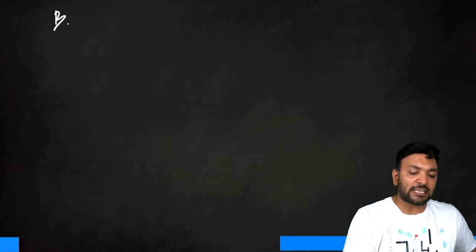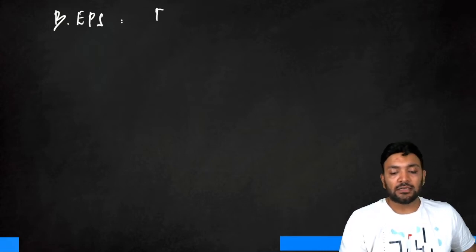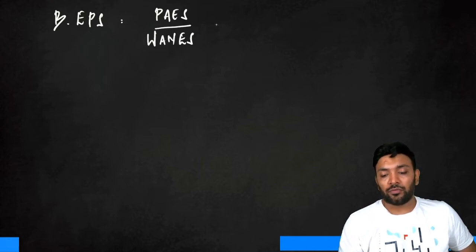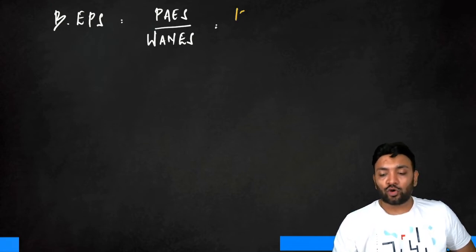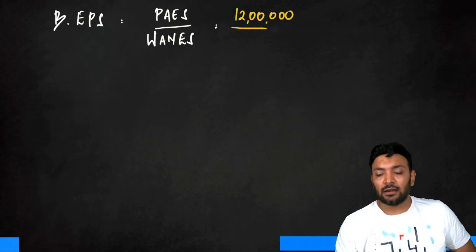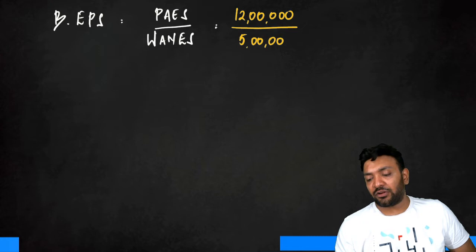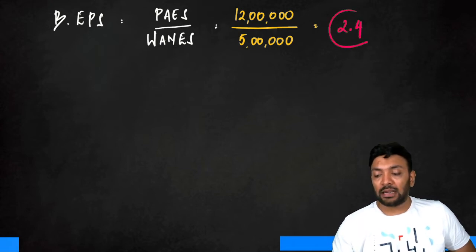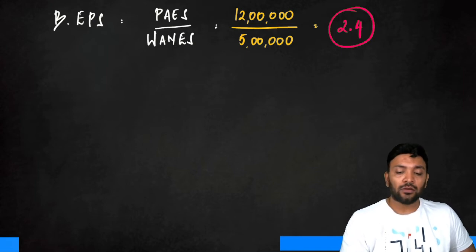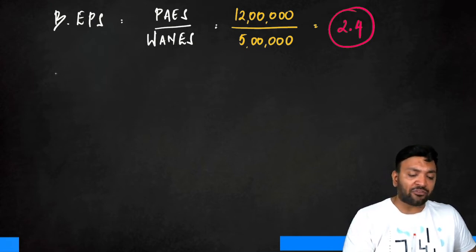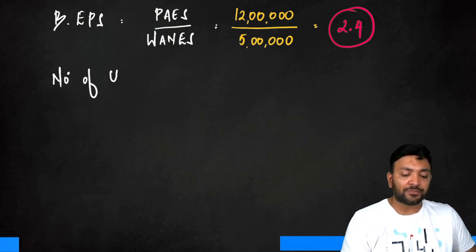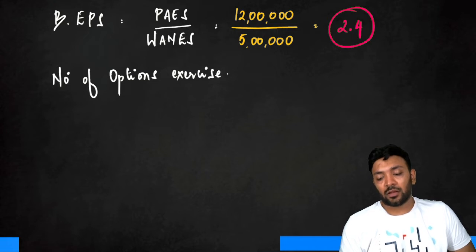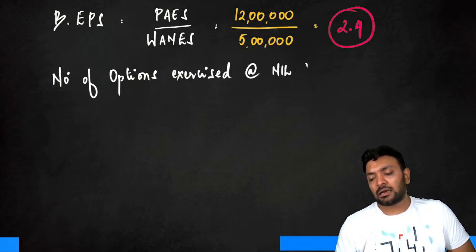First, I'll go with the computation of basic EPS. 12 lakhs profit after tax divided by 5 lakhs weighted average number of equity shares, which will leave me with an answer of 2.4. My diluted EPS should be less than 2.4 for sure. Before I get into the concept of diluted EPS, I'll have to calculate number of options exercised at nil consideration.